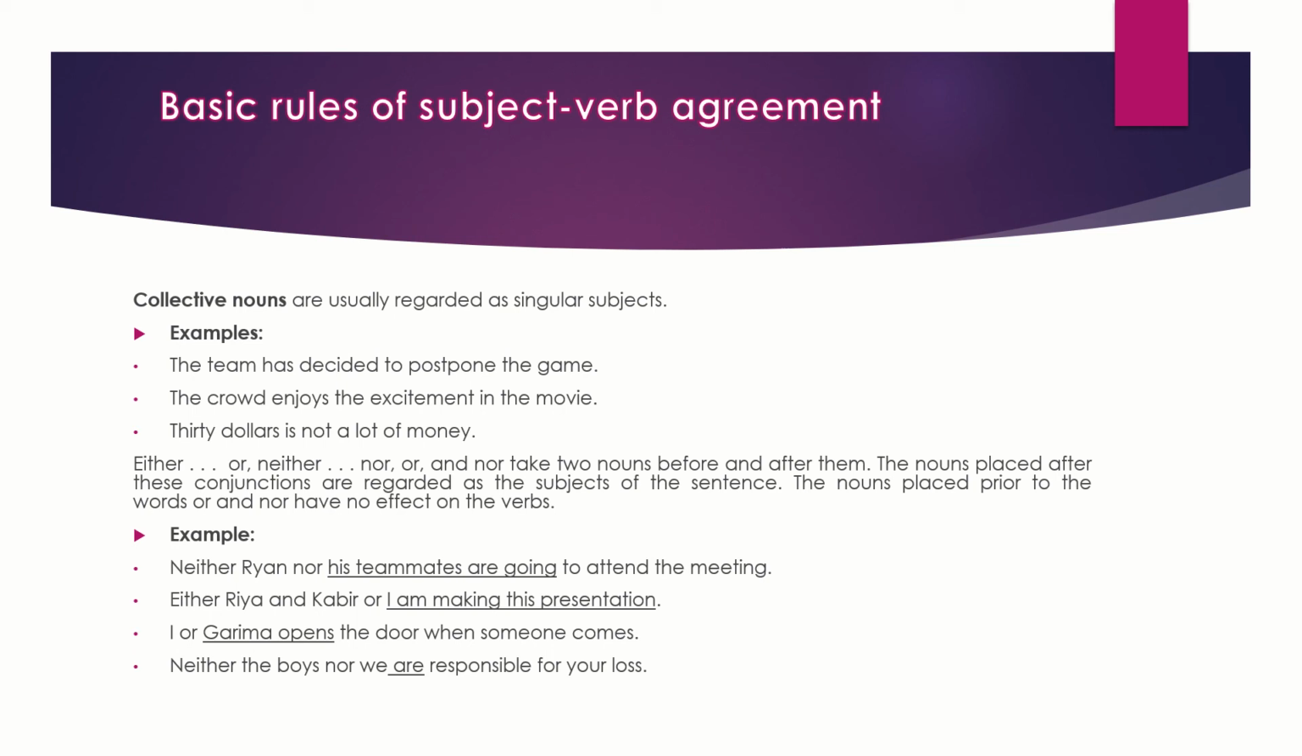The next rule is about either or, neither nor. Or and nor take two nouns before and after them. The nouns placed after these conjunctions are regarded as the subjects of the sentence. The noun placed prior to the words or or nor has no effect on the verb.